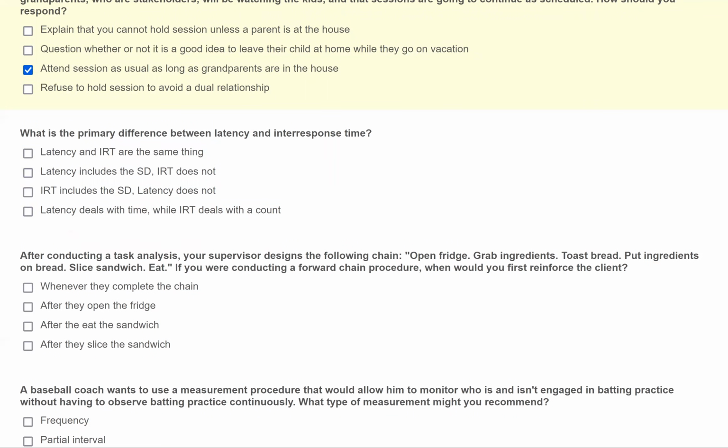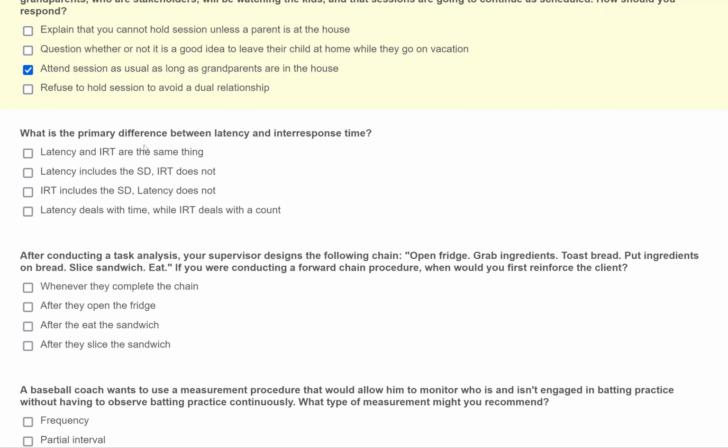They go hand in hand because if you charted them out, the time in between your SD and your first response would be your latency, and then response to response from then on would be interresponse time, but they're not the same thing, right? So what is the difference between these two types of continuous measurement? A, latency and IRT are the same thing. Well, we just predicted that they weren't because we went over what we knew about latency and interresponse time, and you are measuring different things.